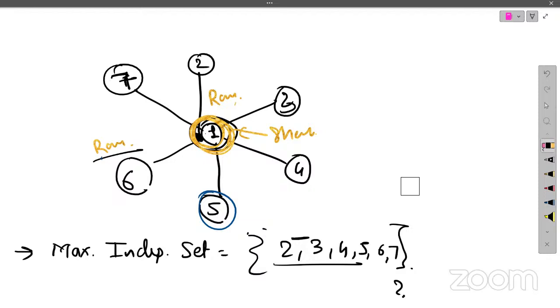Yes, got it. If in this case you are drawing all the edges, then what will the independent set be? That's your question. Correct. So we'll find it out. Here in this case, the maximal possible independent set is 2 and 7.